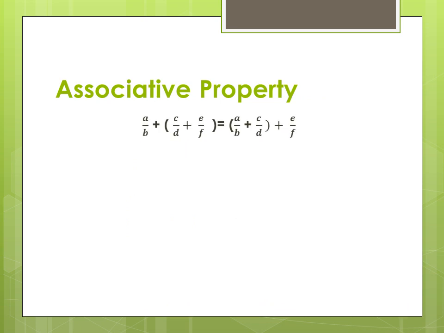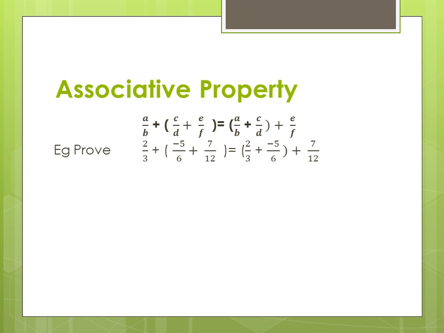So next property is associative property. Associative property is the property in which we can add in any order. Suppose there are three quantities A, B, C, so we can add first B plus C and then add A to it, or we can add A plus B first and then add C to it. So let's check it for rational numbers. Suppose we have three rational numbers, 2 by 3, minus 5 by 6 and 7 by 12.